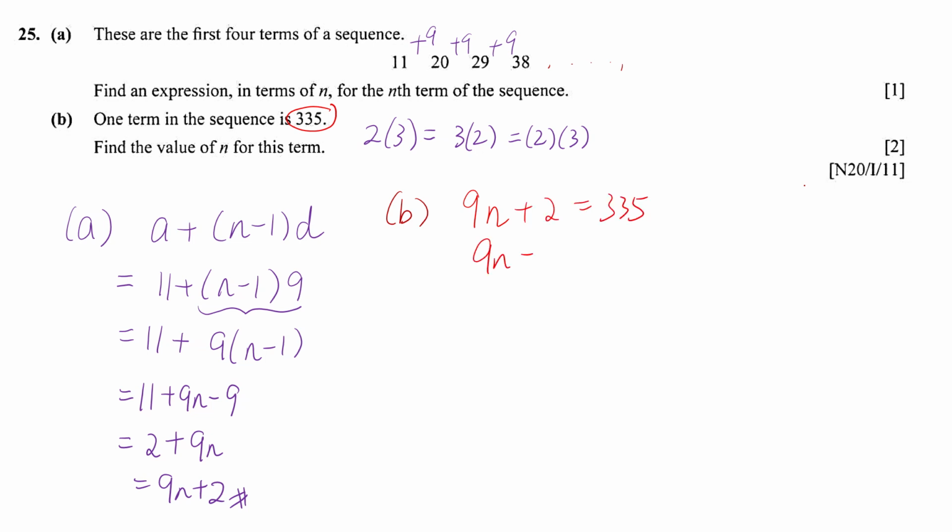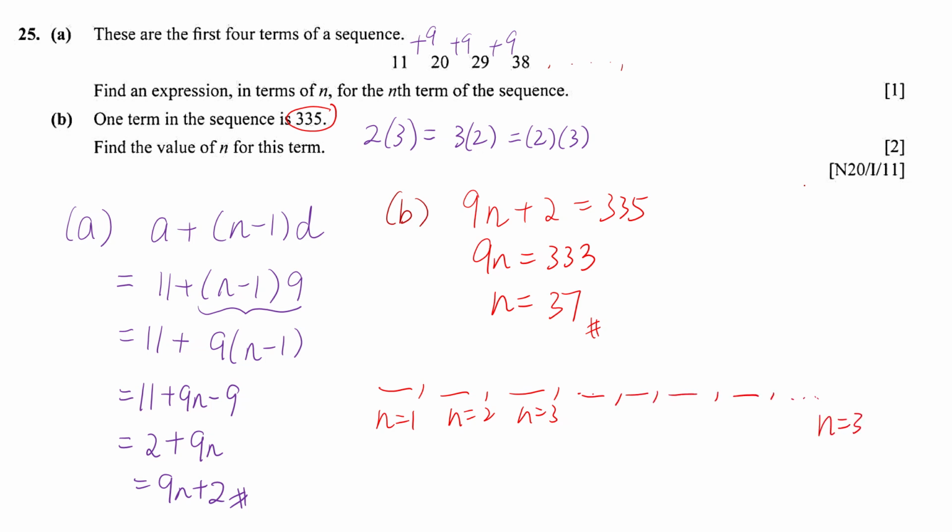And from there, you will have 333. N will be 333 divided by 9, which gives you 37. So what we are saying here is this is n equals to 1. This is n equals to 2. N equals to 3. Continue until n equals to 37. And here at this position, it's your 335. This is what it means.